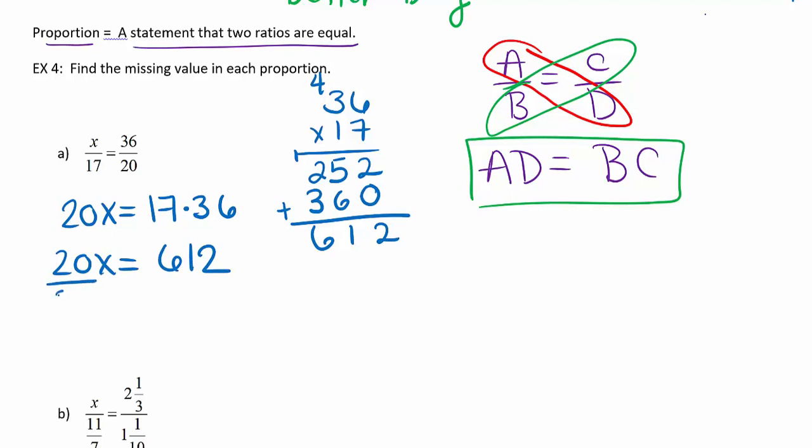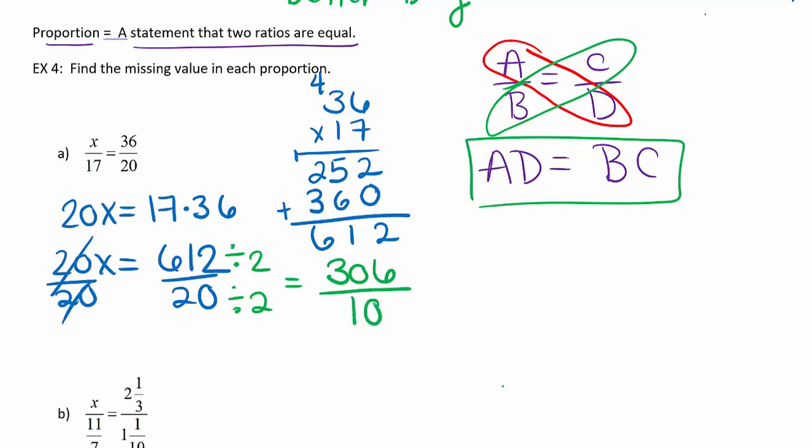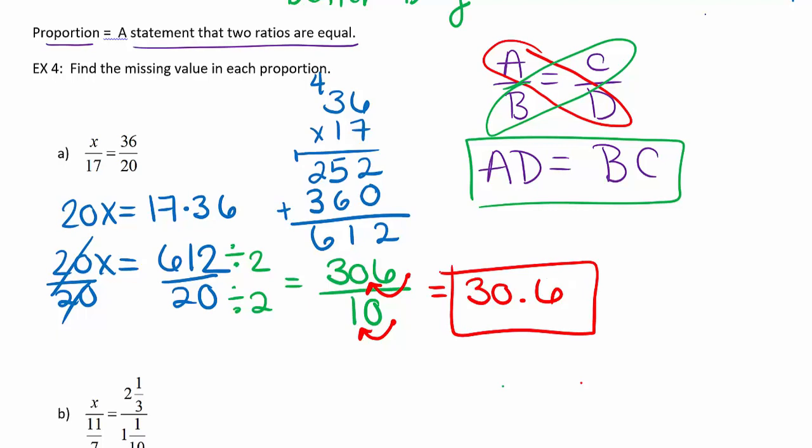And then to finish, I'm going to divide by 20. To help me with the division, I'm going to do some reducing here, just because I noticed both of these numbers are divisible by 2. 612 divided by 2 is 306, and 20 divided by 2 is 10. And then anytime you divide by 10, it actually takes the decimal and it moves it one place to the left. So 306 divided by 10 is 30.6. And that's my final answer.